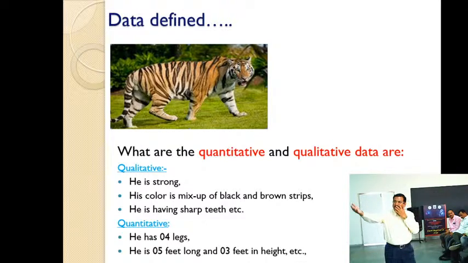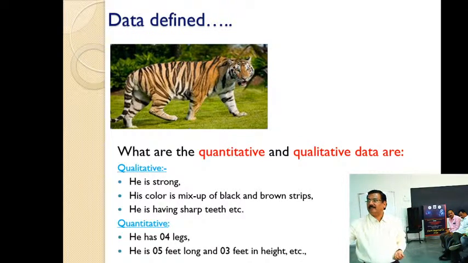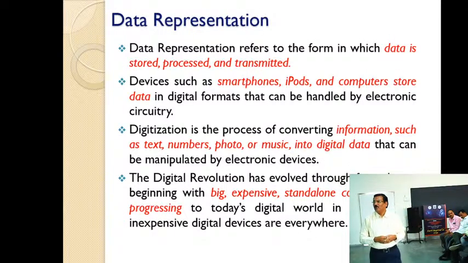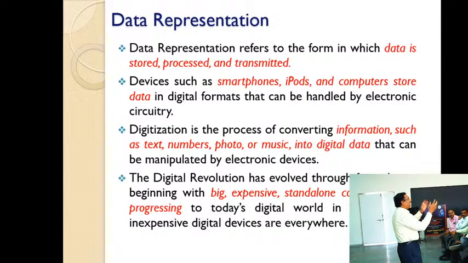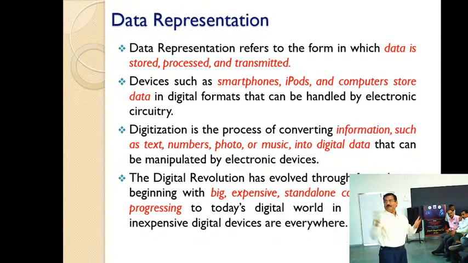Friends, so these are some quantitative and qualitative data. Next. Now here the data representation refers to the form in which data is stored, processed and transmitted. Devices such as smartphones, iPods and computers are where you can store the data and make the normalization. Your simple database management system will come here. I think you will have the DBMS subject in your program, so you can manage those things here.